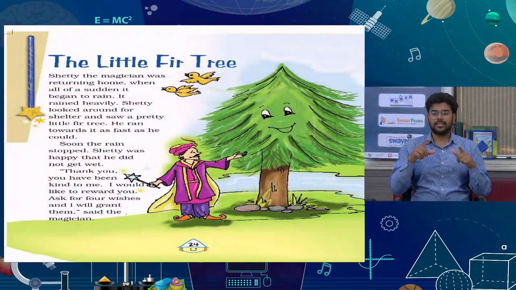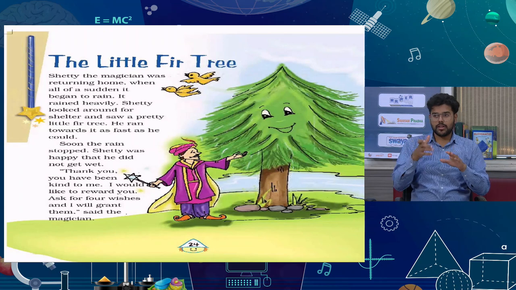So here I have the story. Here we see the tree and a magician there. So let's begin with the story. I'll read out the story and explain it to you. Now, Shakti the magician was returning home when all of a sudden it began to rain.